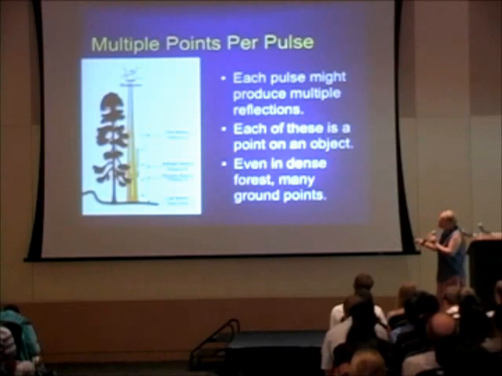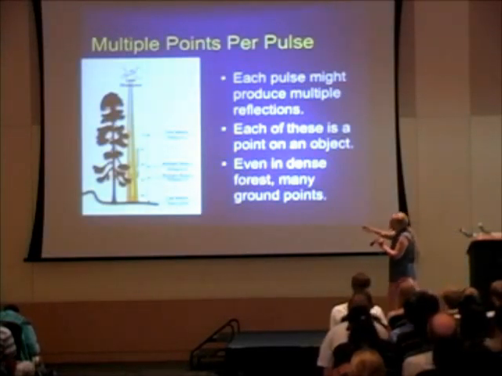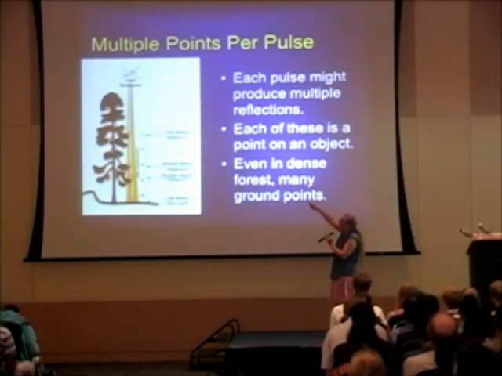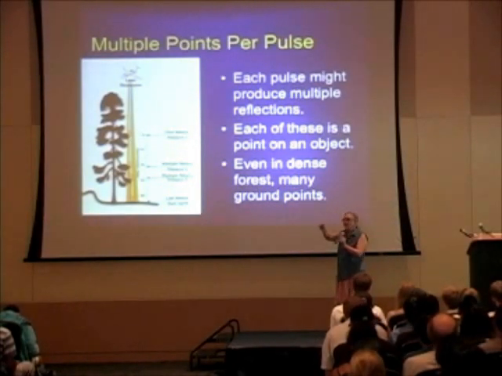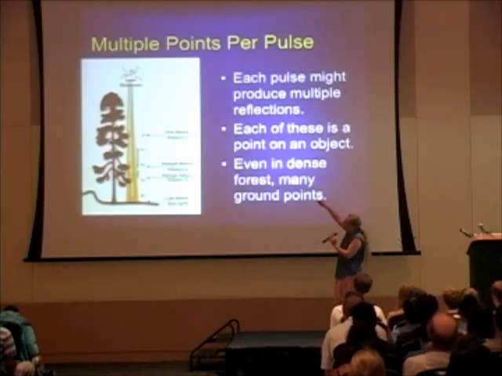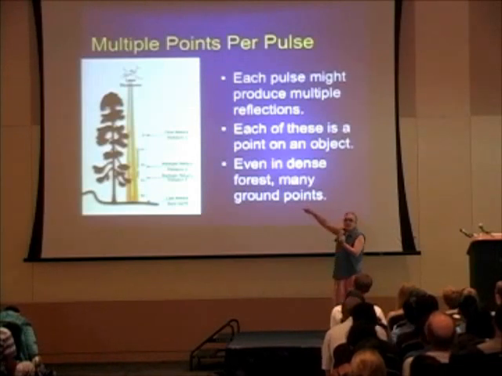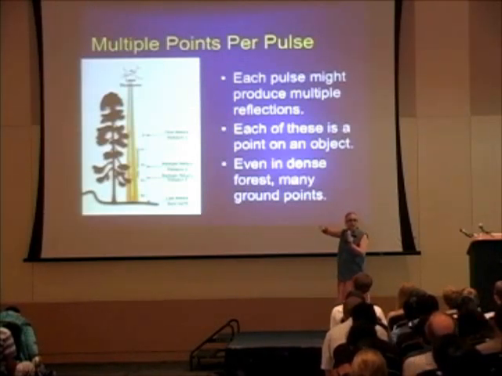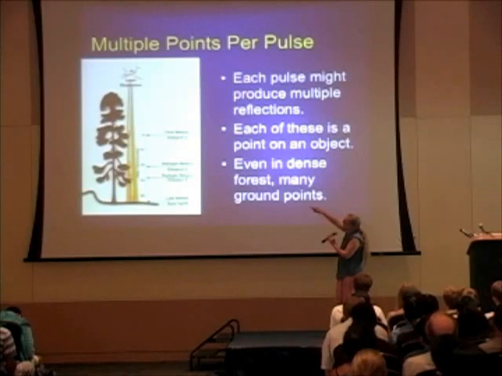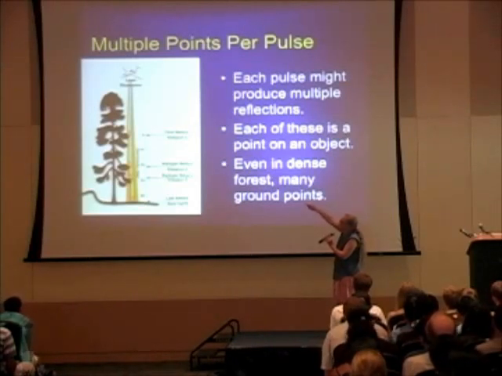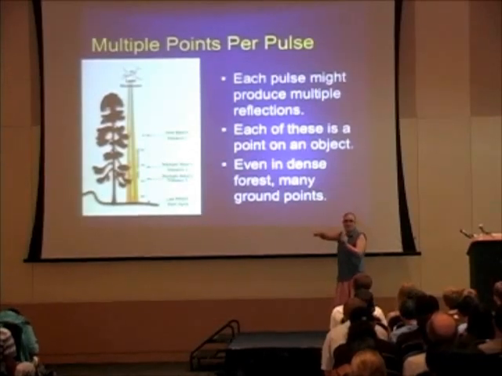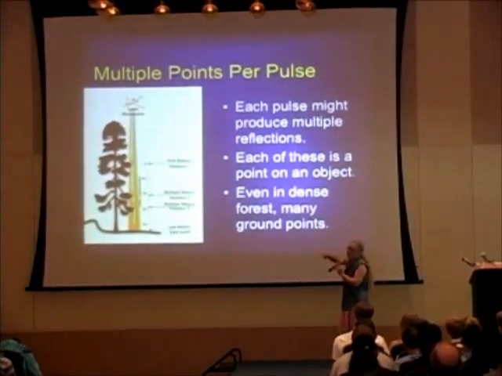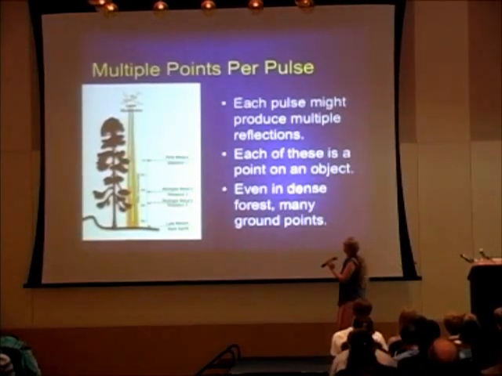And then one thing we should notice while we're talking about the pulses is that one pulse of laser light, it's a laser, it's very narrow, right? But it's coming from way up high, so it spreads out somewhat. So one pulse might hit several objects, and you might see several reflections from one pulse of light. Like in this case, it's hitting one branch of the tree, another branch of the tree, a third branch of the tree, and then finally the ground. And so the machine up there would detect four pulses in response.